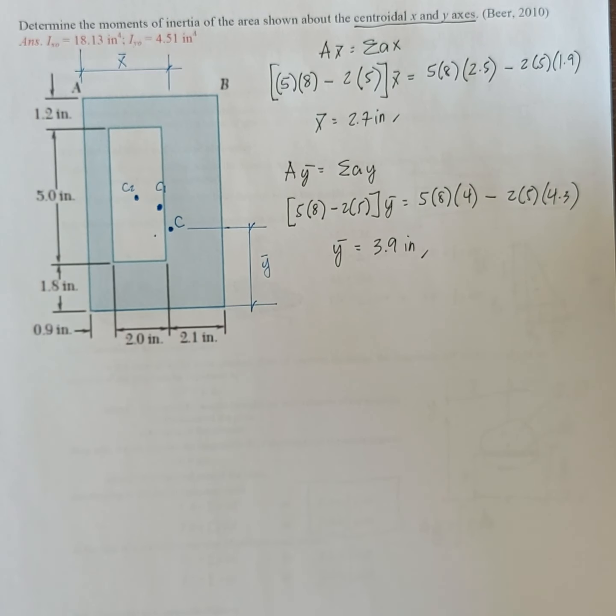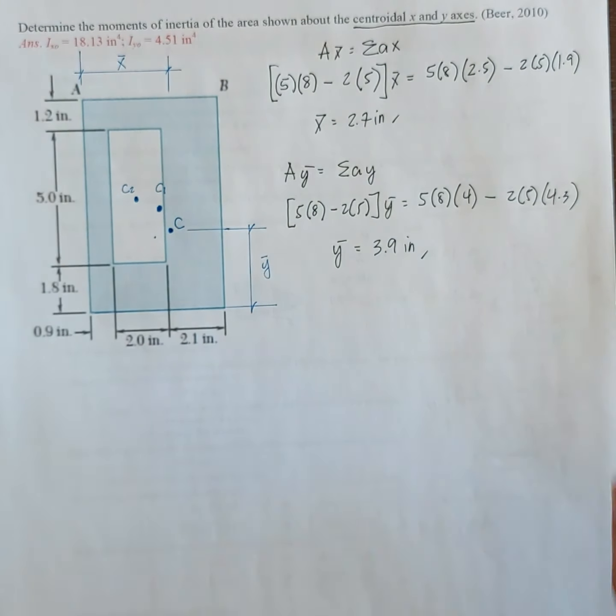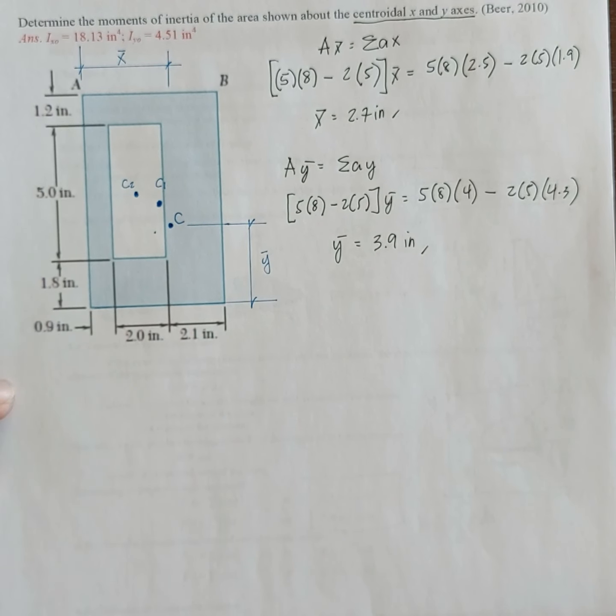Okay. Let us solve now for the centroidal moment of inertia about the centroidal x-axis. So IXO muna ang solve natin. Okay lang ba? Okay, so as you have noticed, so andito yung ating axis.